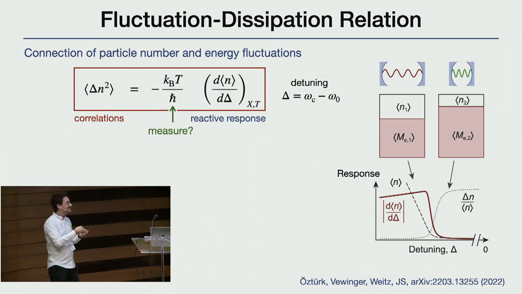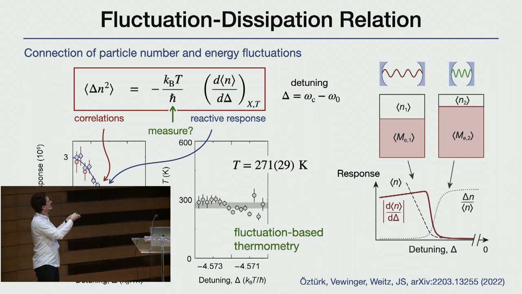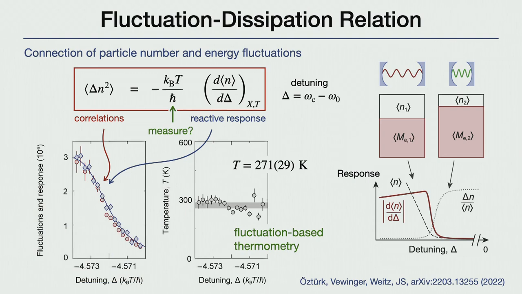And of course, what is nice is we can independently measure correlations and this reactive response. And here you can see the result when we scale this term with k_B T at room temperature, we see this nice agreement between both sides of the equation. But of course, you can also do a more rigorous check of this thermometry or perform thermometry based on fluctuations by dividing this term with respect to this term, and then you obtain again the temperature of the gas. And that's very nice because it's just looking at the microscopic fluctuation properties of a condensate.